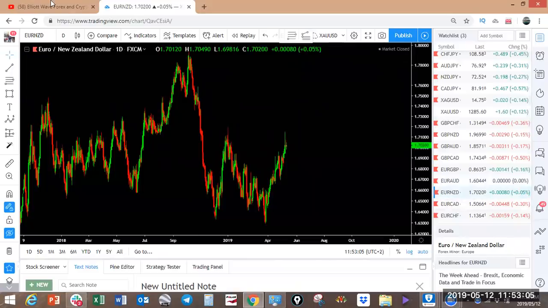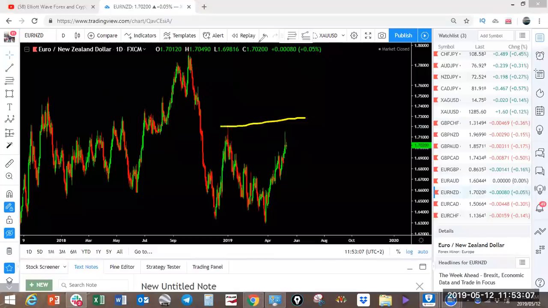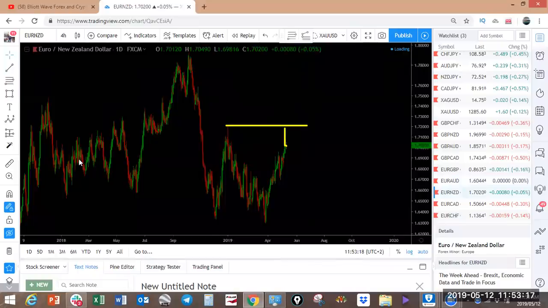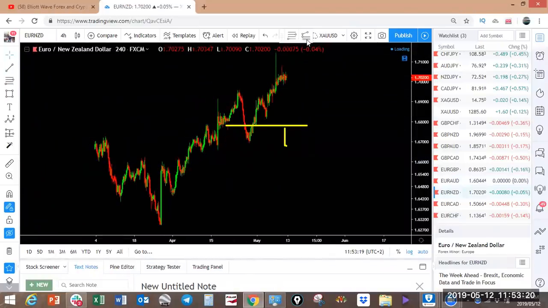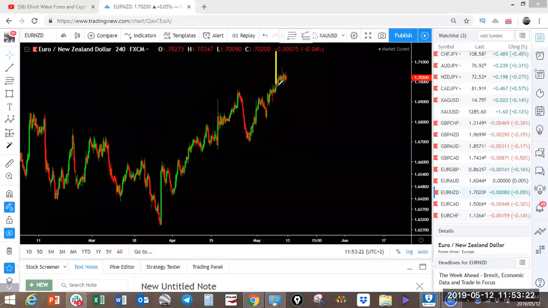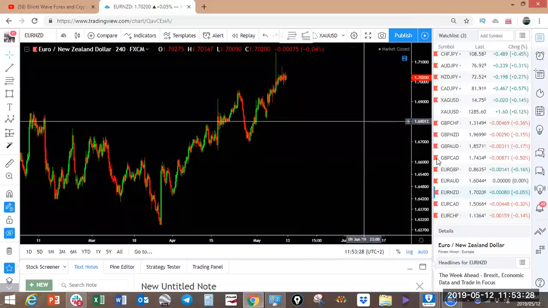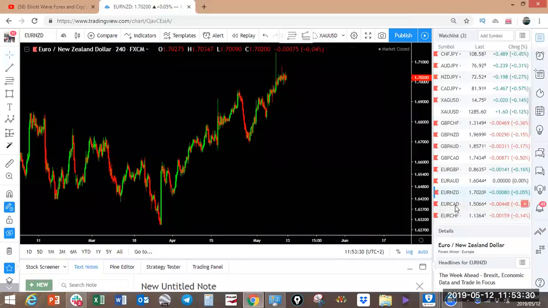Euro New Zealand, we are also at a critical area. We are right here. So let's see, what are we going to get here? It looks like we've got a slight impulse here. If you look at it on the 4-hour, it doesn't look small. It is quite a significant impulsive move and a pullback correction. Let's see if we're going to get this dropping to the downside. Okay, that's Euro New Zealand.